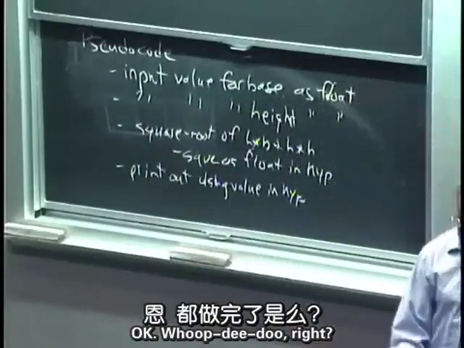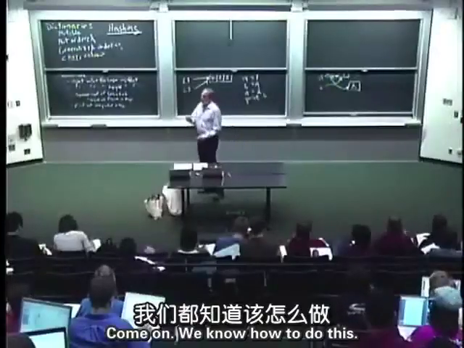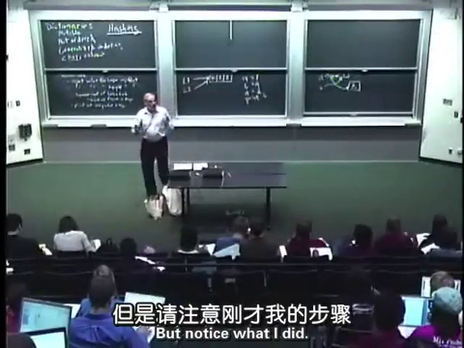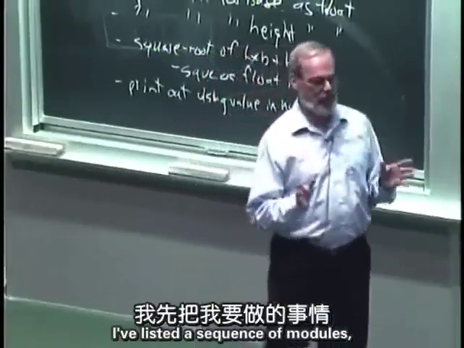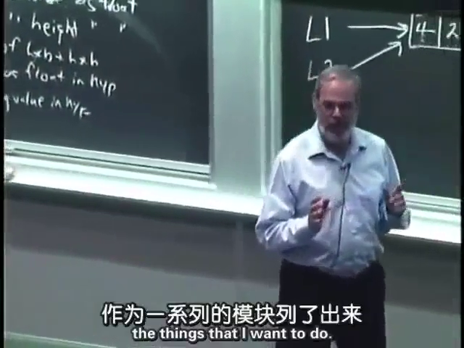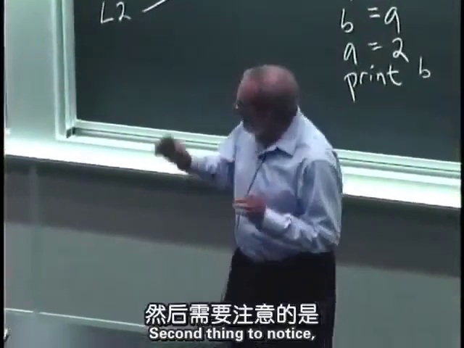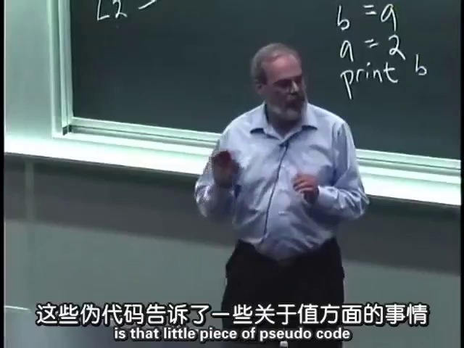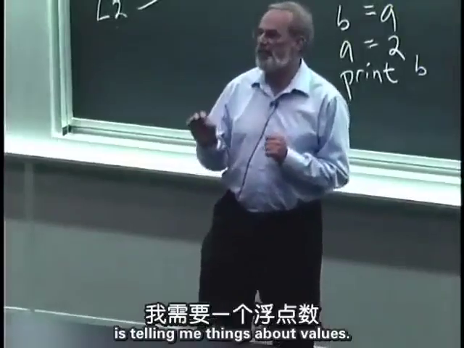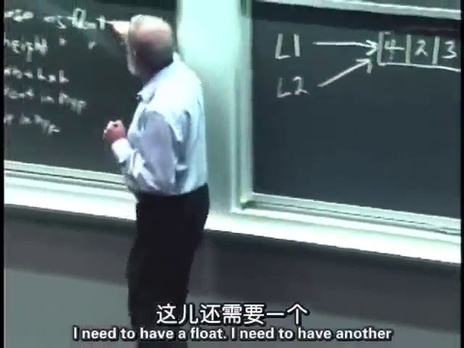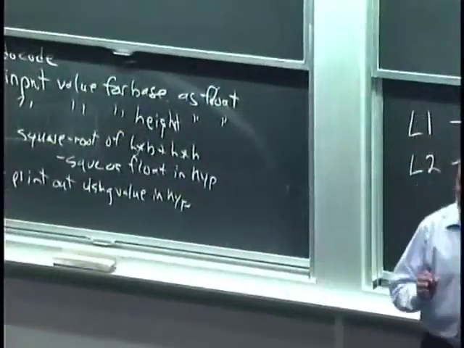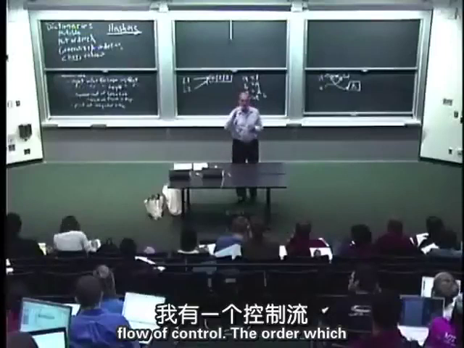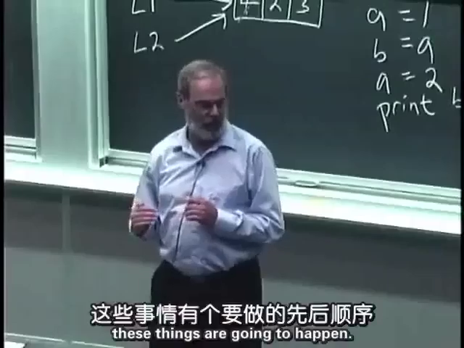Okay, whoop-de-doo, right? Come on, we know how to do this. But notice what I did. First of all, I've used the notion of modularity. I've listed a sequence of modules, the things that I want to do. Second thing to notice is that little piece of pseudocode is telling me things about values. I need to have a float. I need to have another float here. It's giving me some information. Third thing to notice is there's a flow of control, the order in which these things are going to happen.